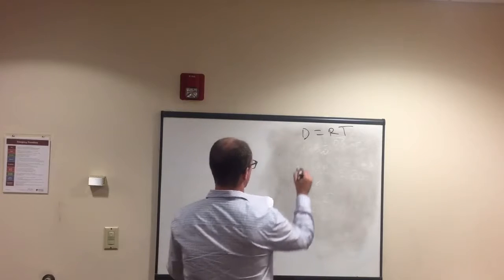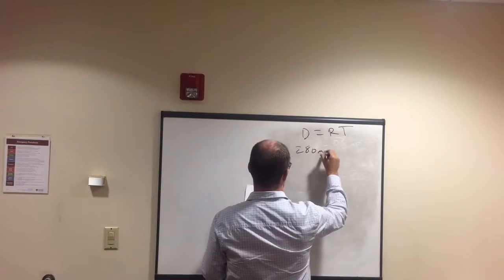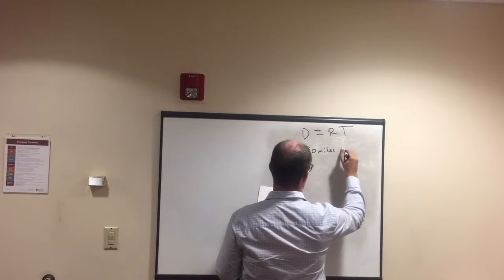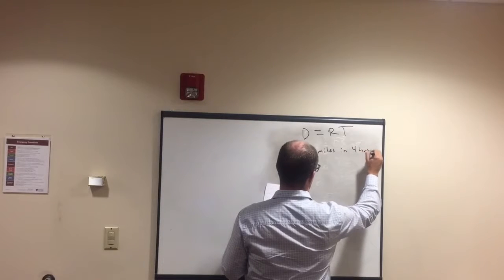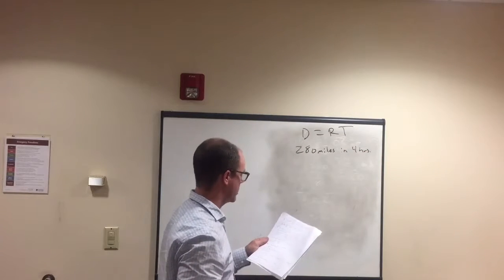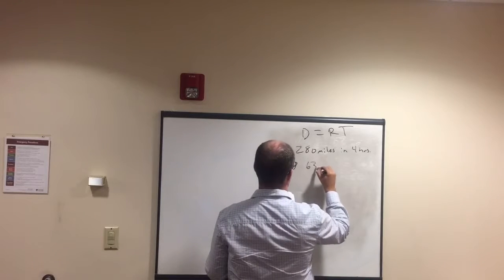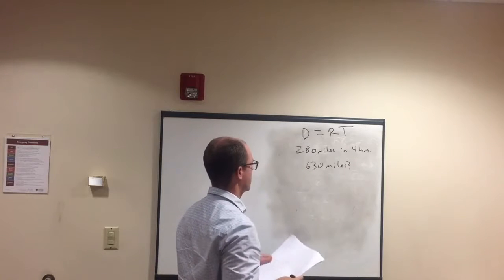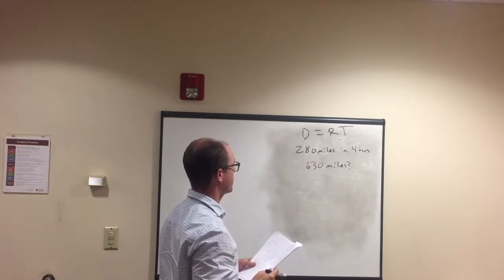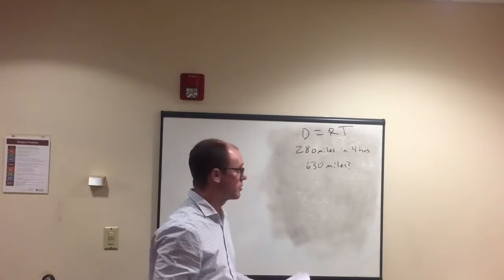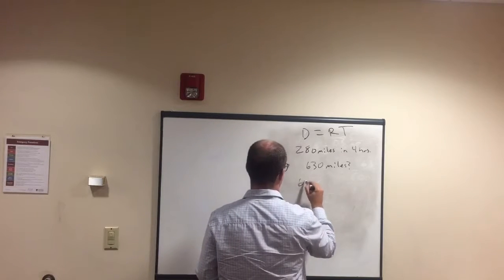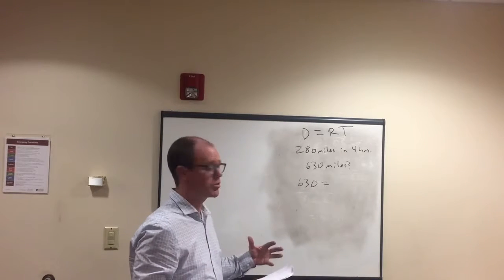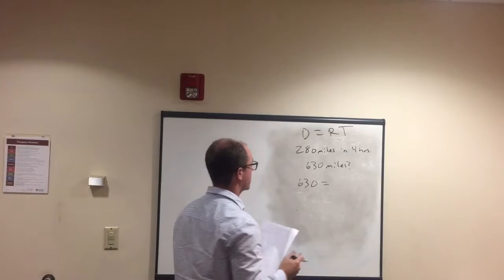So this question says 280 miles in 4 hours. And then it says how long to drive 630 miles. Okay, so how do we do this? All right, so they're giving us this distance here, which is 630. They said how long to drive 630 miles, right? So we don't know time. That's the big question.